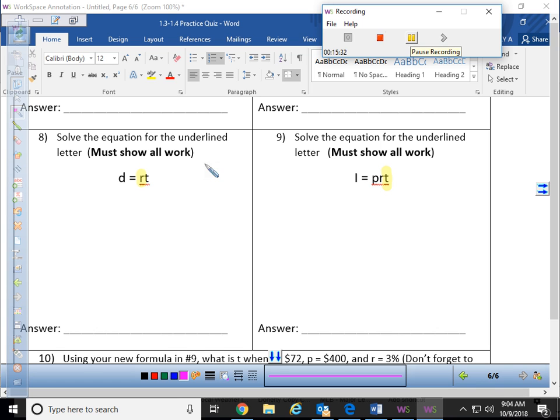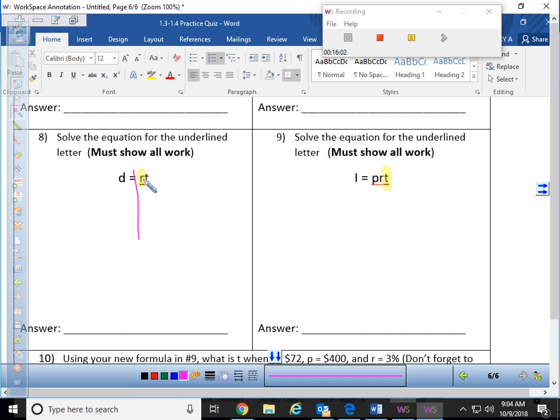Alright, so on number 8, for some reason, we have this equation d equals rt. I think this is a distance, rate, time problem. You can probably see that in your science class. Now let's figure out how we can get rid of the t, because we want to get r by itself. They tell us that because it's underlined, and I'm noticing right here it's kind of hard to tell. The r is underlined.